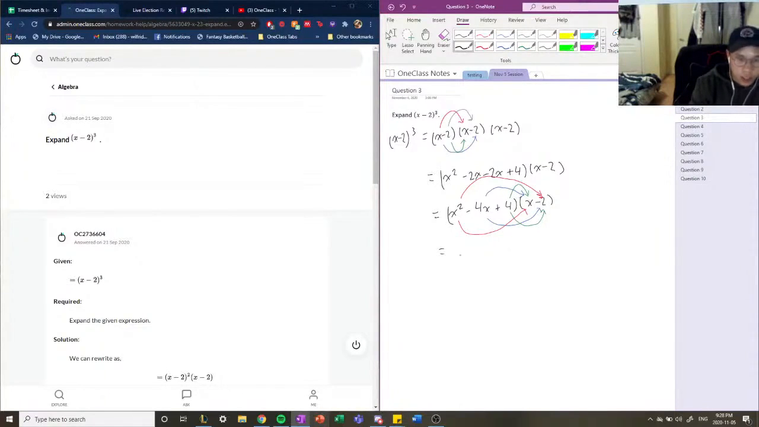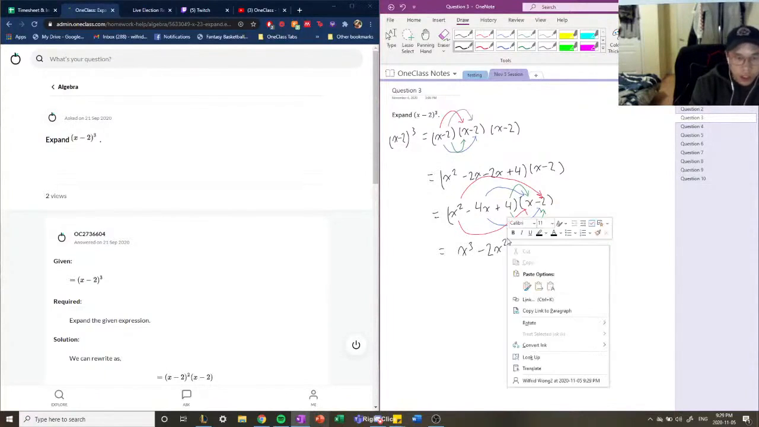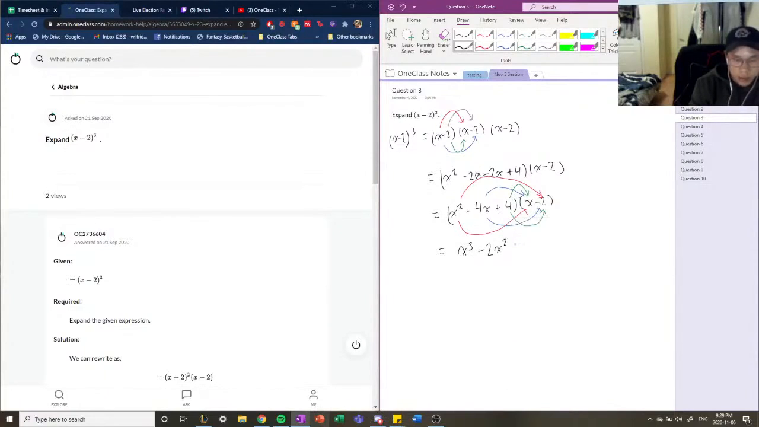So x squared times x is x cubed. X squared times negative 2 is negative 2x squared. Negative 4x times x is negative 4x squared. Negative 4x times negative 2 is 8x. 4 times x is 4x. And 4 times negative 2 is negative 8. If we simplify that all together, we get x cubed minus 6x squared plus 12x minus 8.